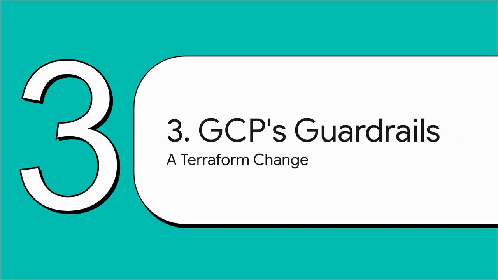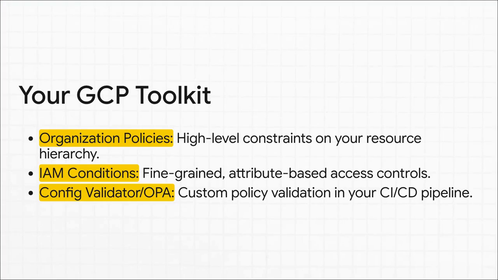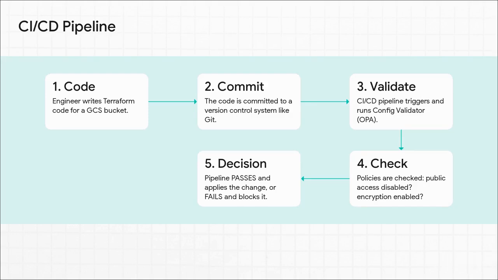All right, so the theory sounds great, but what does this actually look like on a real project on GCP? Let's walk through what happens during a totally normal day when an engineer makes a change using a tool like Terraform. First, let's look at the tools you've got. Think of GCP's organization policies as these big, high-level guardrails for your entire company. Then you have IAM conditions, which let you get way more specific and granular. But the real magic, the engine that powers all this automation, is something called Config Validator. It uses an awesome open-source standard called Open Policy Agent, or OPA, to check your code right inside your development pipeline.